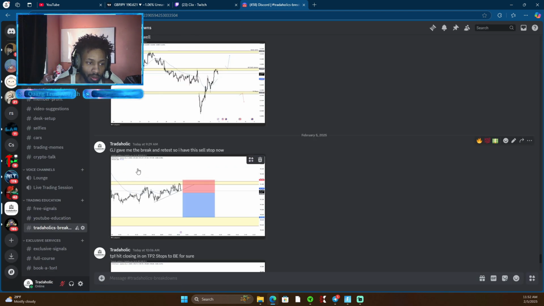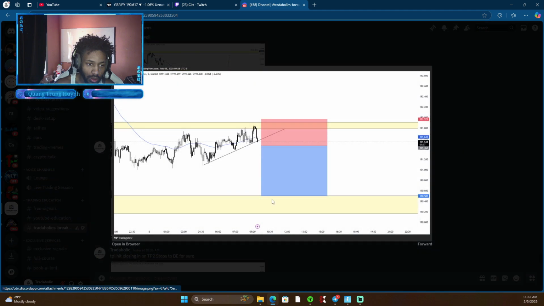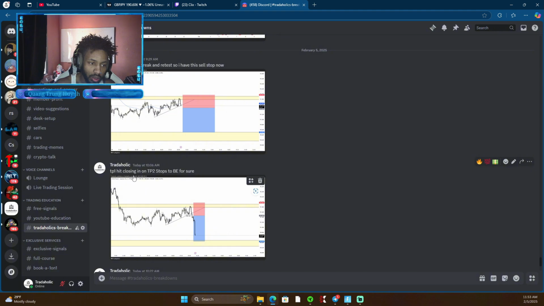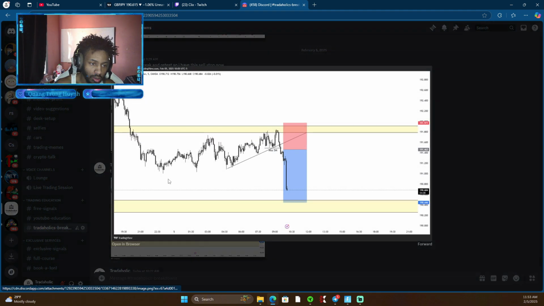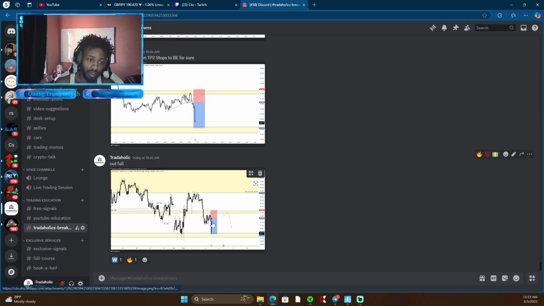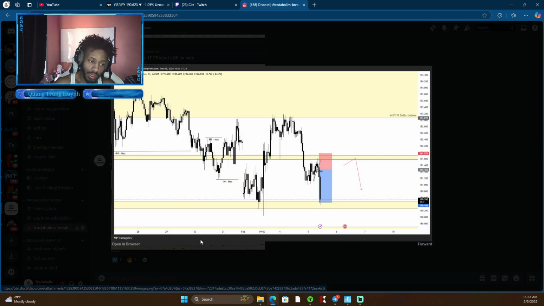At 9:29 a.m., GJ gave me the break and retest, so I have a sell stop now. I set my sell stop at the 5-minute market shift, lost above the high, to target the lows for a 1 to 2 risk reward. Very, very simple. TP1 hit, closing in on TP2, stop to break even for sure. At this point, we were very deep in profit, very close to TP2, so I don't want to risk the trade coming back to break even and stopping me out after being this far in profit, over 100 pips in profit. So at this point, I decided to trail stop to break even. Then eventually TP2 hit in full here.